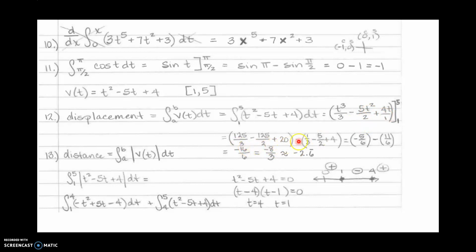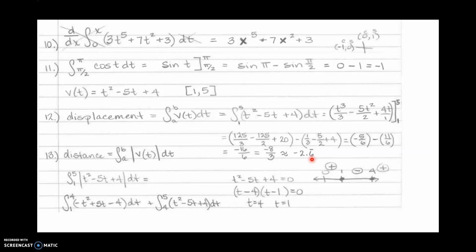I threw that in my calculator and got negative 5/6 for that. And then I'm going to plug in 1, so that would be 1/3 minus 5/2 plus 4. So there it is right there, 1/3 minus 5/2 plus 4. Threw that in my calculator, got the 11/6. So now I'm just going to subtract. And you're looking at, for your multiple choice, whether it lists it as the exact value or the decimal approximation, you could give either one.